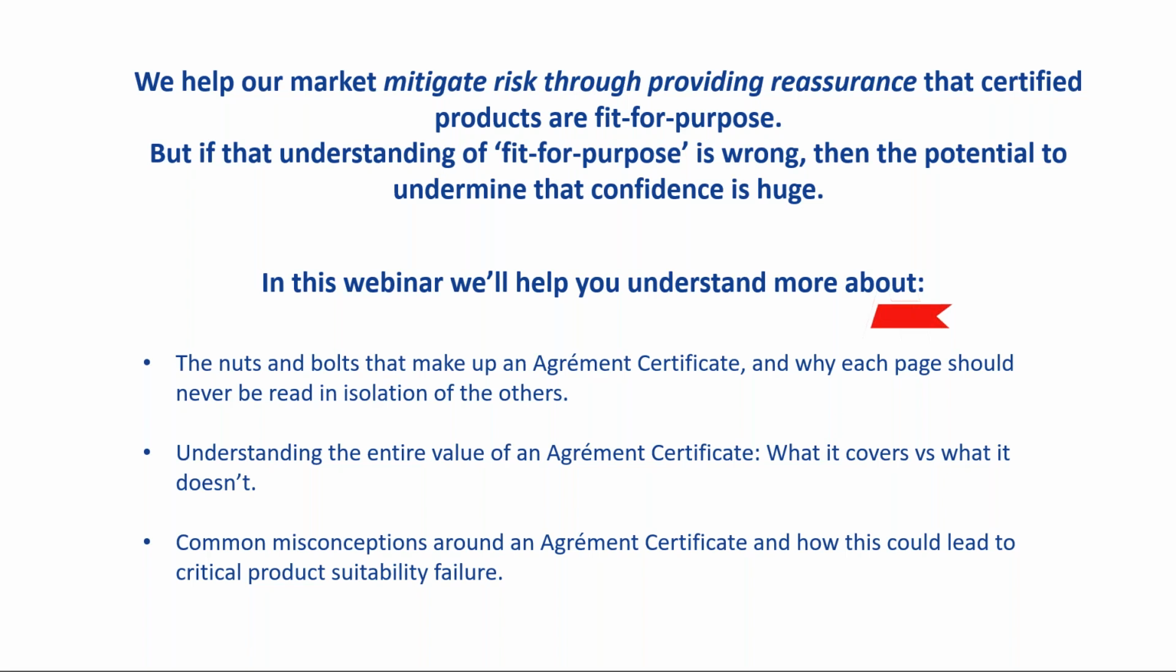In this webinar, we will try to help you understand more about the nuts and bolts that make up an agreement certificate, and why each page of this important document should never be read in isolation of the others. I will try to explain the entire value of an agreement certificate by breaking down what the certificate actually covers and what it doesn't. We will also go through the common misconceptions about an agreement certificate, because there seem to be a lot of them out there, and how such misconceptions could lead to critical product suitability issues and failure.